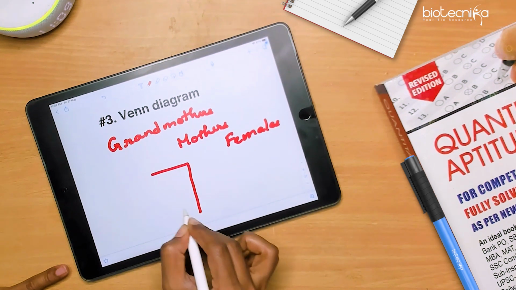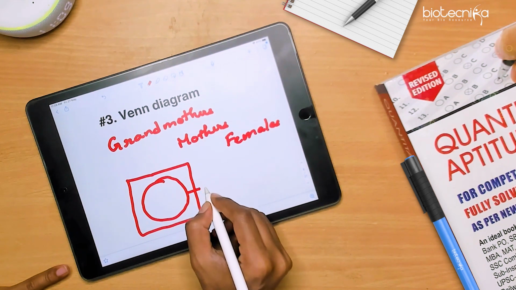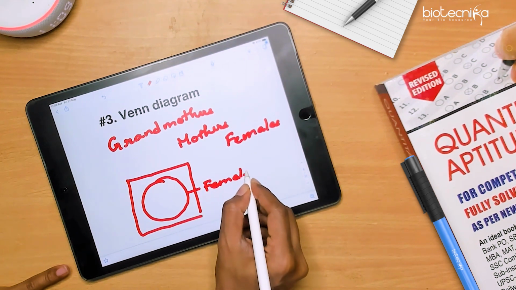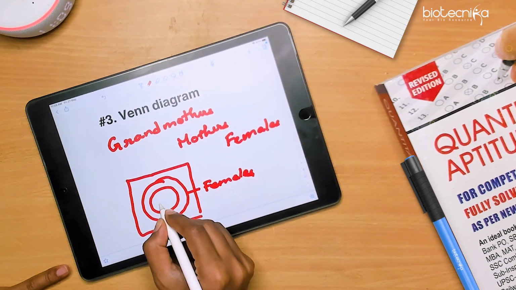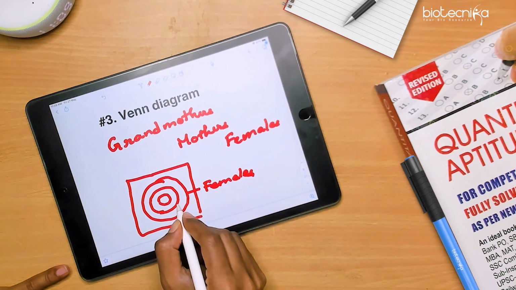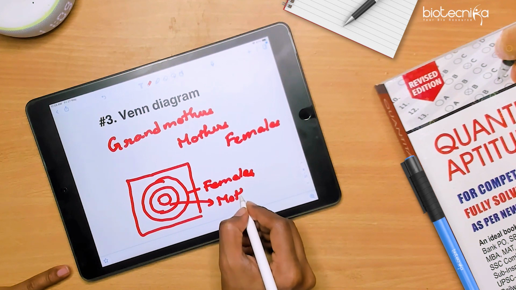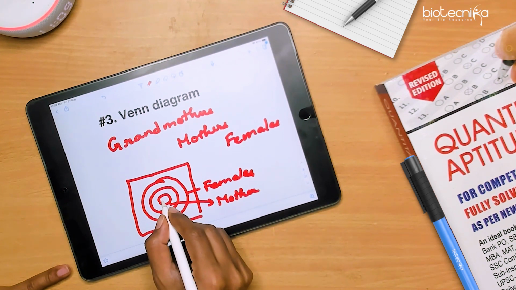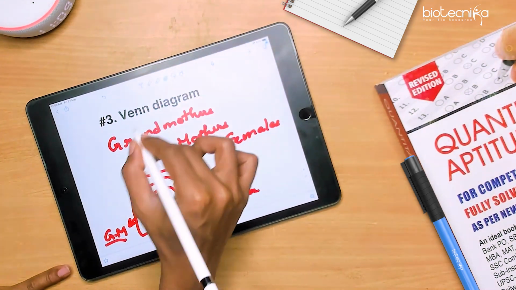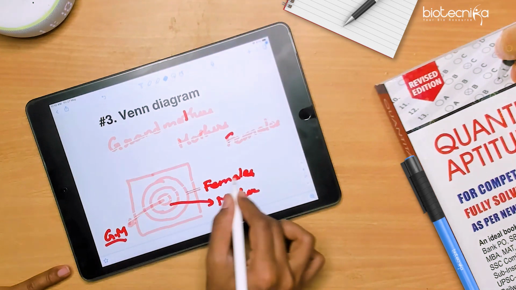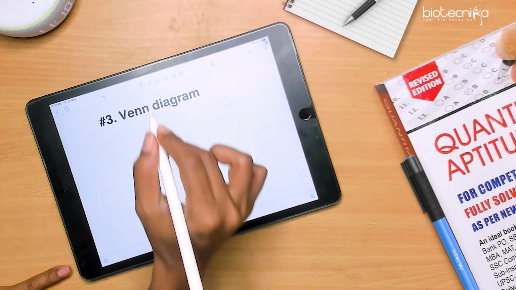Now clearly, whoever they all are going to be females. So the bigger circle outside is going to be for females. Then obviously all females will not be grandmothers and all mothers won't be grandmothers. So the second circle is mothers and the innermost circle, they will be grandmothers. So these type of Venn diagram questions, they will not ask you to draw, but the concept should be used for solving such kind of questions.